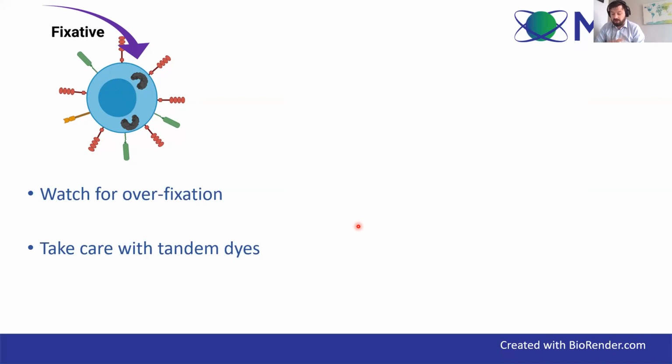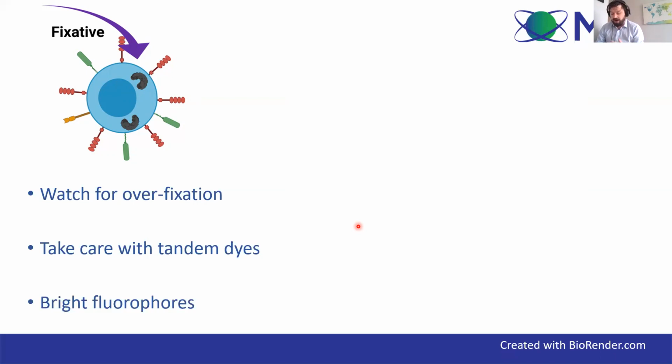There are more and more alternatives now to tandem dyes in the same range. For example, you could substitute APC-Cy5.5 out and put in Alexa Fluor 700, which has a very similar fluorescent profile. So that's something to just be aware of.